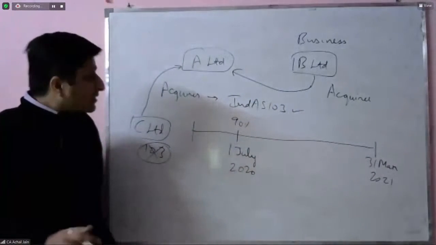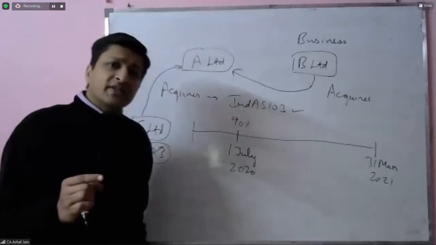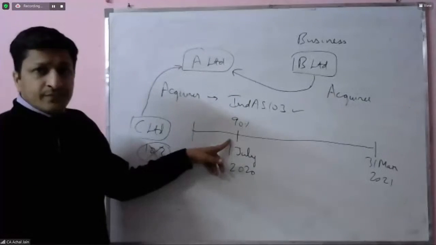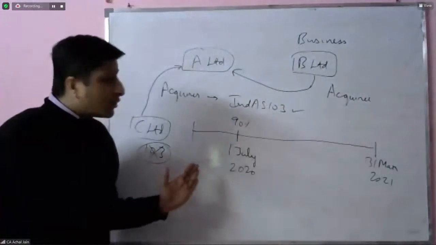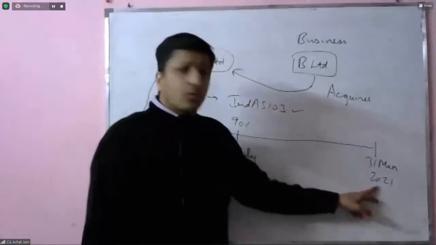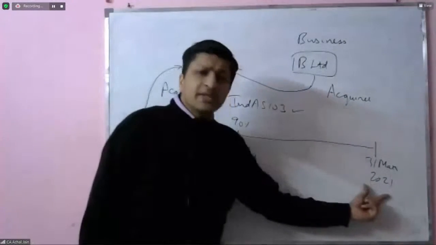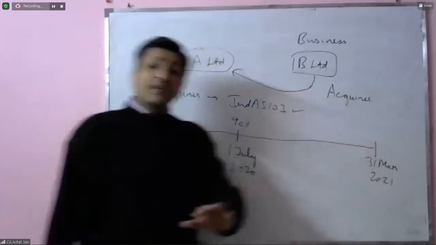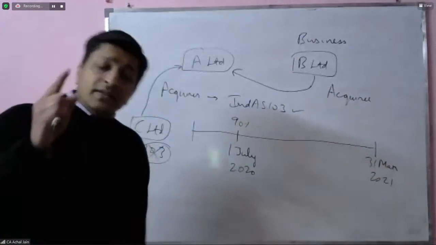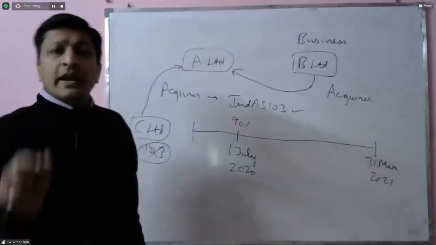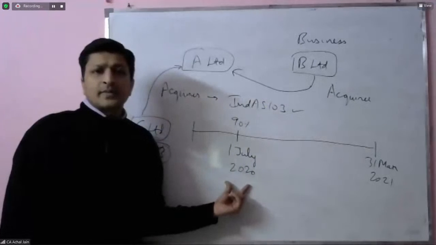Okay. So that means, what's the date on which accounting will be done? As per Ind AS 103, it's 1st of July. We will not wait for the year end. We will not say that, okay, this acquisition has taken place during the year, so at the end of the year, we'll do the accounting. No. So even if the accounting entry is passed later on, what's the date on which accounting is required to be done? That's the date of acquisition. And what is the date of acquisition? 1st July 2020 in this example.